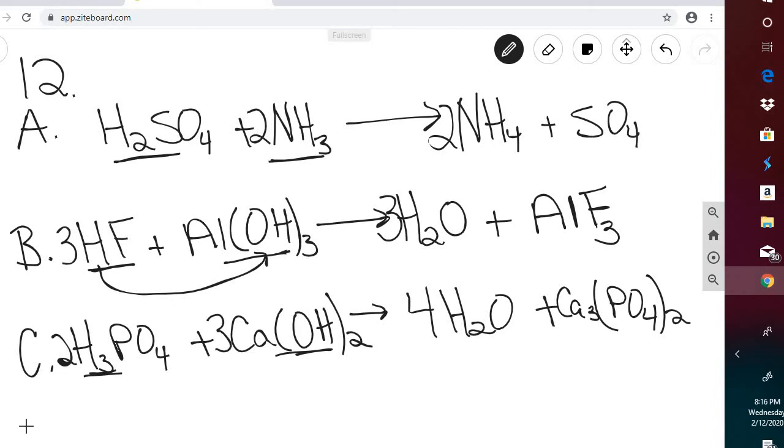Let's see, 6 plus, oh no, hydrogen 6 plus 6 is 12. So this has to become a 6. And now we look at the oxygens, we have 4 plus 3 times 2 is 6, that's 10. 2 times 4 is 8, plus 6 is 14, and we have 6 plus 8 is 14, so that's balanced.